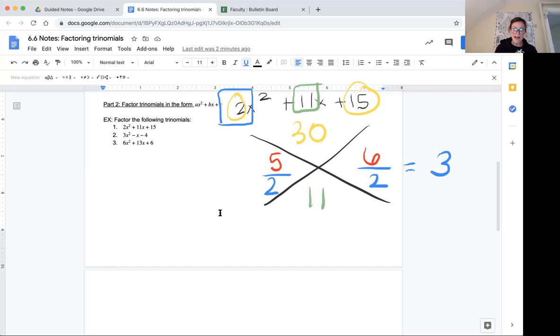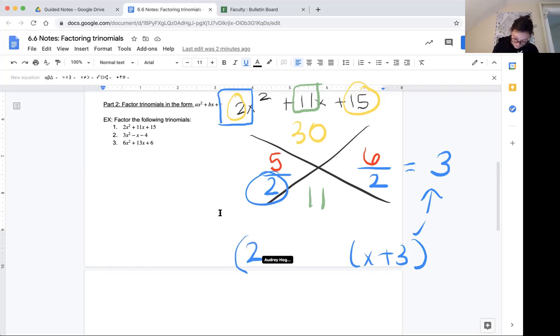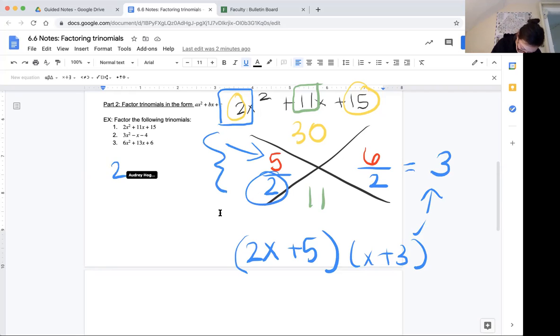Okay? And now to write my factors, I'm going to do something kind of odd. So over here I have a 3. So this factor is just going to be x plus 3. No biggie. Over here though, I have 5 halves. And so the way that we write this factor is going to be the number on the bottom, which in this case is 2, times x plus the number on the top, which is 5. So the way that I would write this factor right here is 2x plus 5.